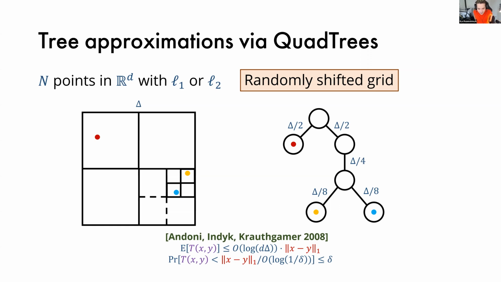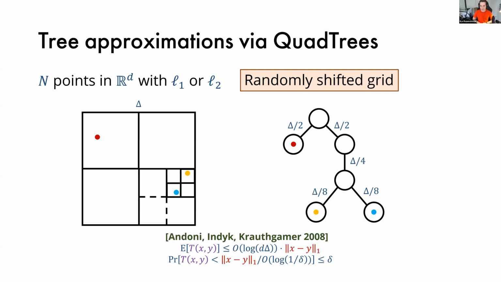But later, in this paper by Andoni, Indyk, and Krauthgamer, they analyze a certain related algorithm, but you can easily see that you can change the analysis to analyze the QuadTree itself, and you obtain these bounds. So basically, in expectation, your tree distance for every pair of points is at most log times the original L1 distance between the points.